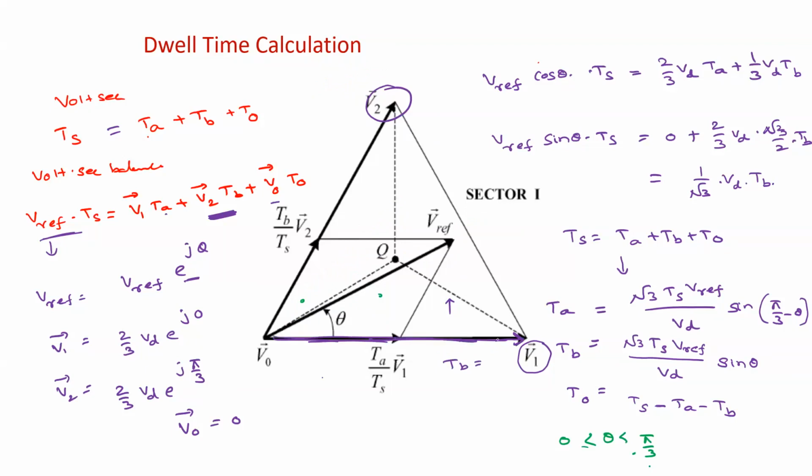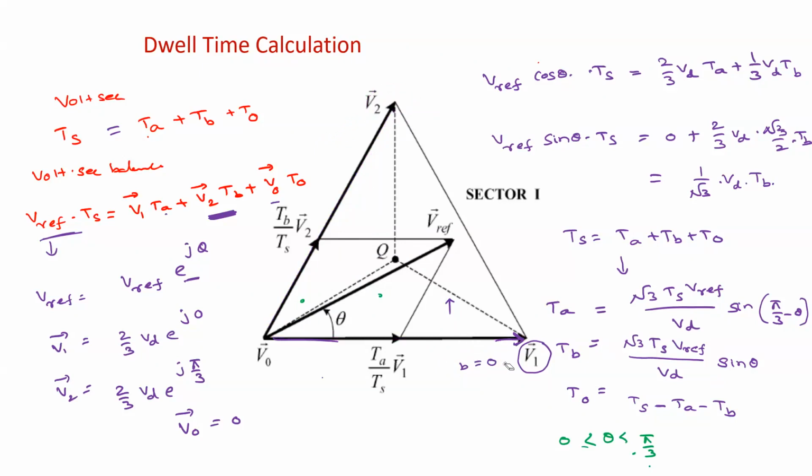So there is no need to turn on the TB vector. If it is exactly here, the value of TA is 0. TB has some finite value, but the TA value is 0.